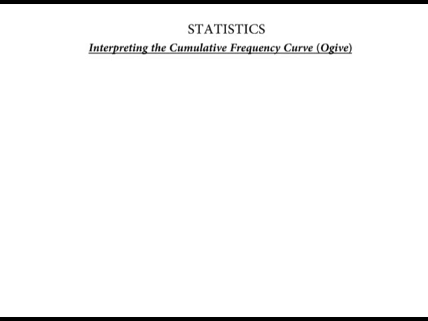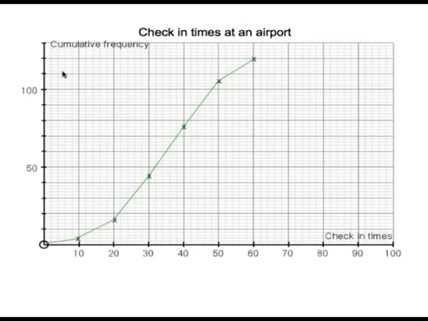Finally, interpreting the cumulative frequency curves. Now, when given a cumulative frequency curve, you can use it to give several interpretations. For example, this is a cumulative frequency curve for check-in times at an airport, and we are going to use it to answer some questions. First, looking at the curve, the last cumulative frequency is 120. It means there were a total of 120 persons checking in at the airport on the day the data was collected.